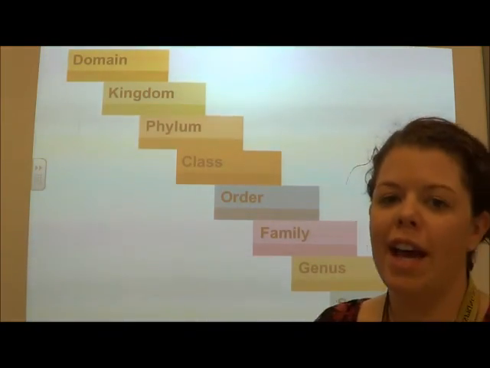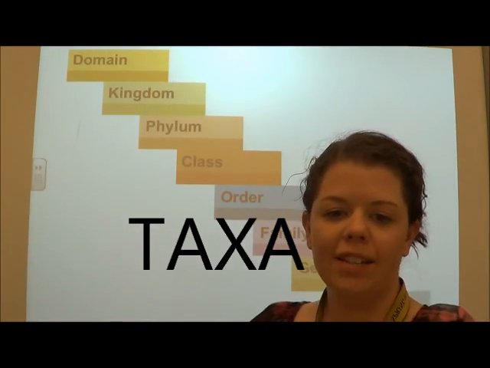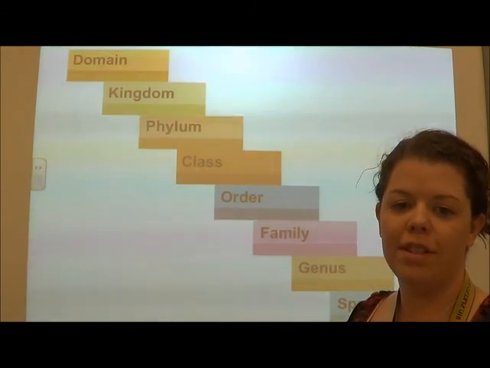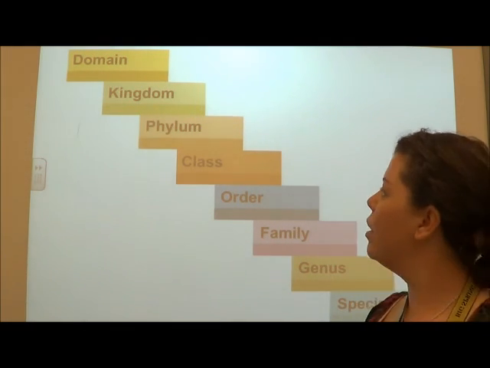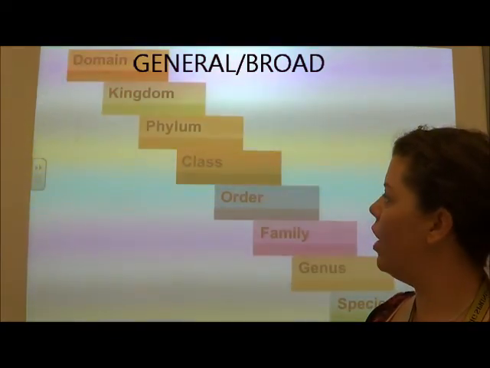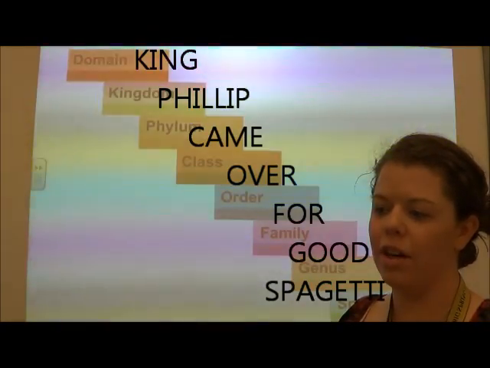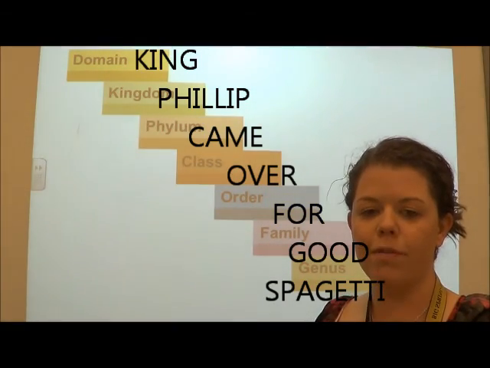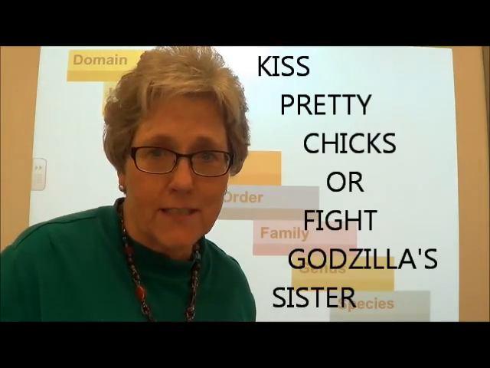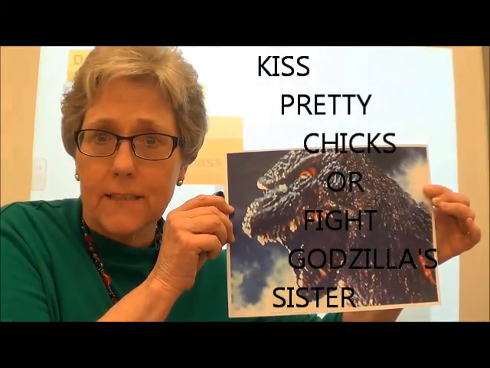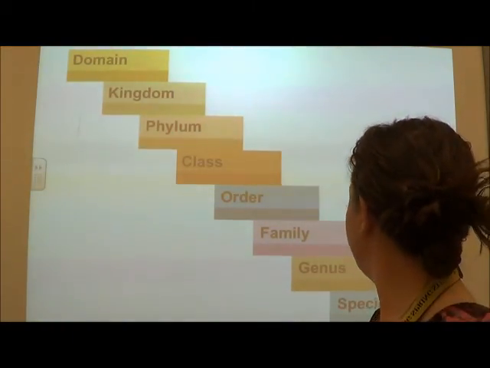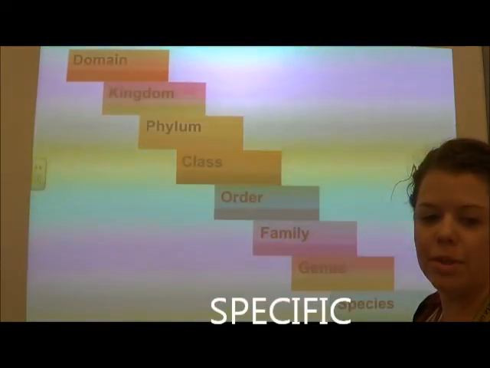Now, speaking of taxa, it's T-A-X-A, taxa. We basically have 8 different taxa. Now, I hope you can see that. These are basically the groups, and we start with really general to really specific. So you can see, y'all remember an acronym that I think we taught you? King Philip came over for good spaghetti, or Kiss Pretty Chicks, or Kiss Godzilla's Sister. Then we also have to remember that species is spaghetti because it's most specific.